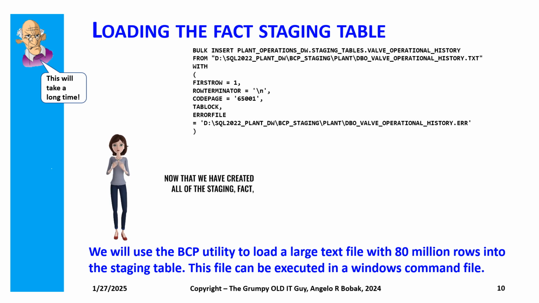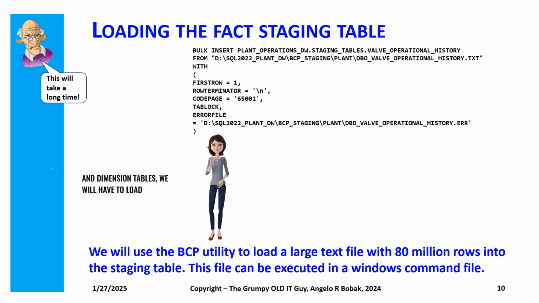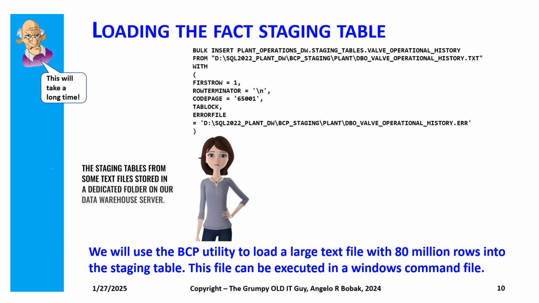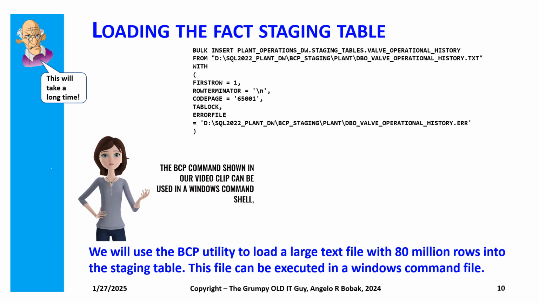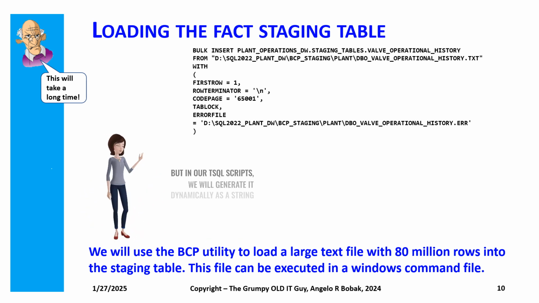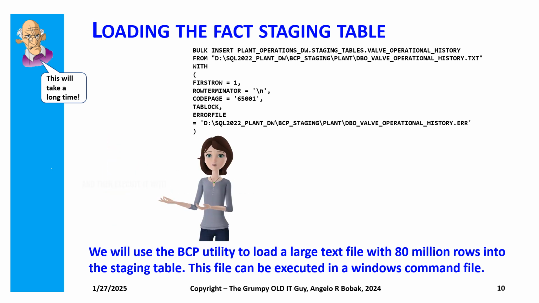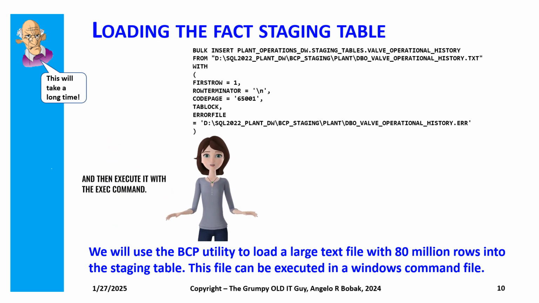Now that we have created all of the staging, fact, and dimension tables, we will have to load the staging tables from text files stored in a dedicated folder on our data warehouse server. The BCP utility is used to accomplish these tasks. The BCP command shown in our video clip can be used in a Windows command shell, but in our SQL script, we will generate it dynamically as a string and then execute it with the exec command.